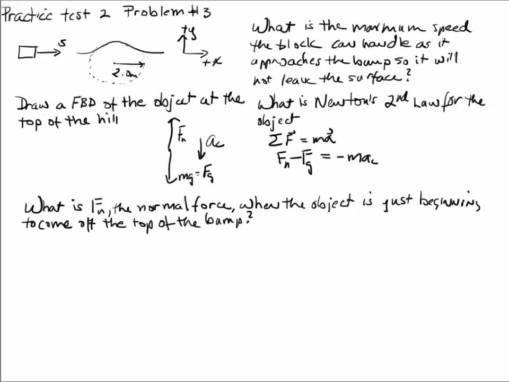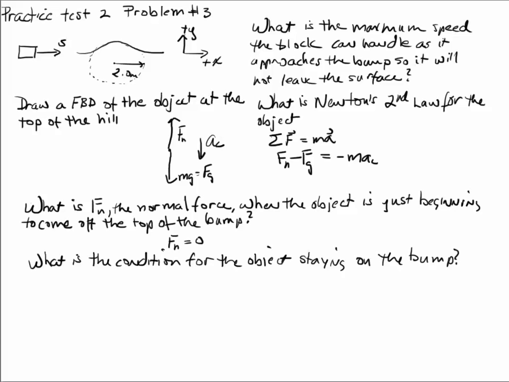What is Fn, the normal force, when the object is just beginning to come off the top of the bump? Of course, if it leaves the surface, the normal force is zero. There is no normal force. What is the condition for the object staying on the bump? Write this in terms of greater than or less than, or greater than or equal to, or less than or equal to.